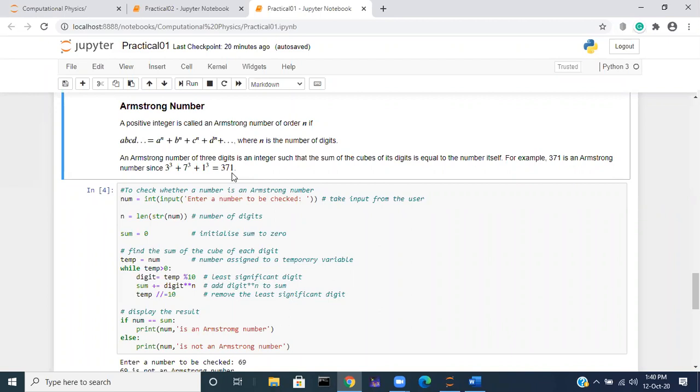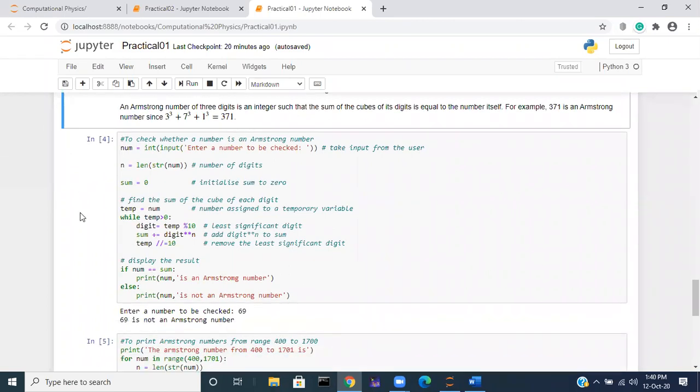Now we have to write a program to check whether a given number is an Armstrong number or not. So in the first line, we're taking an input from the user: enter a number to be checked.